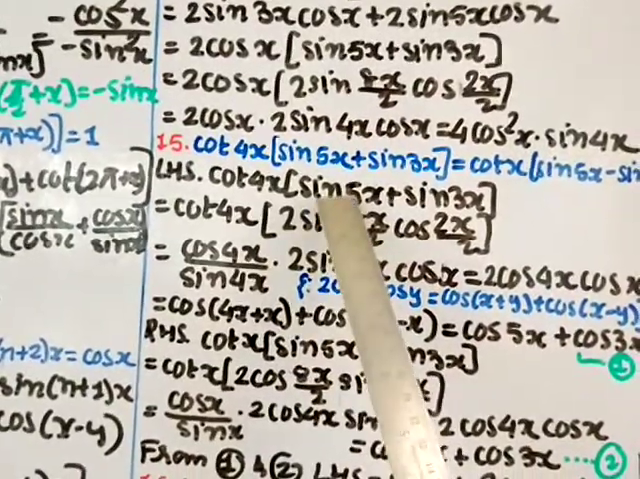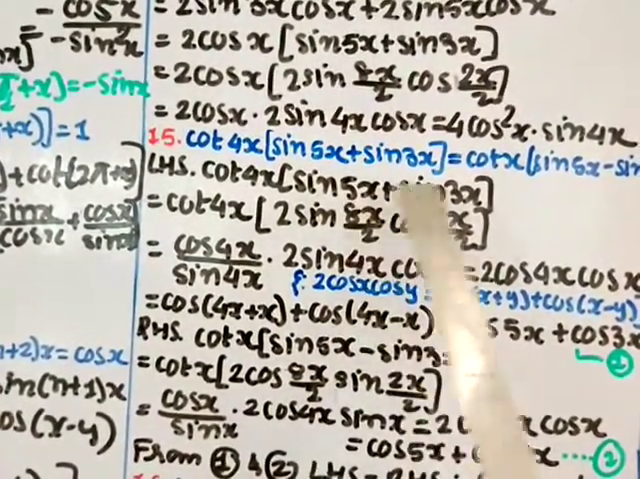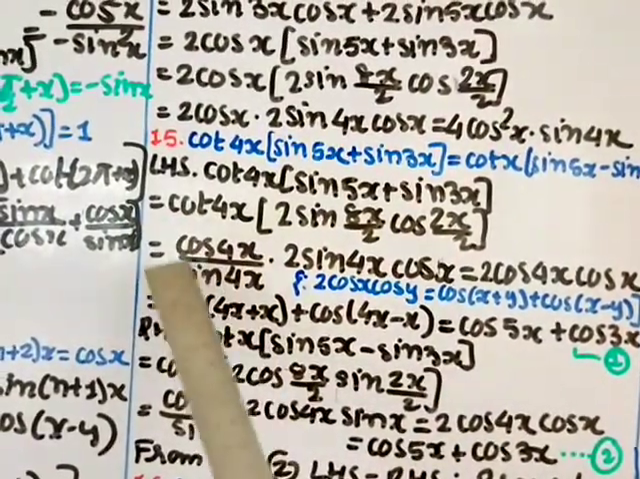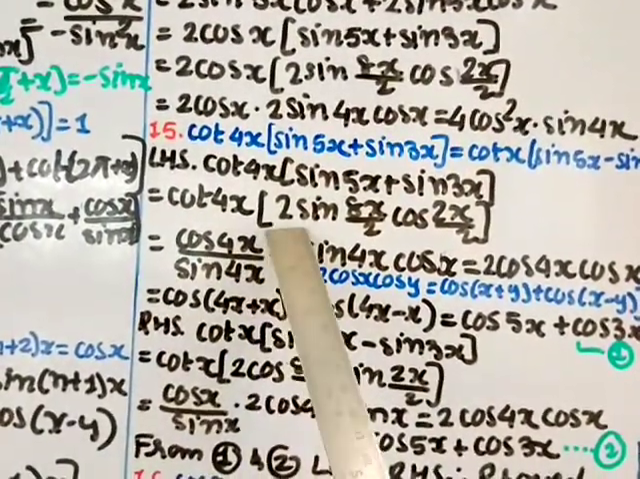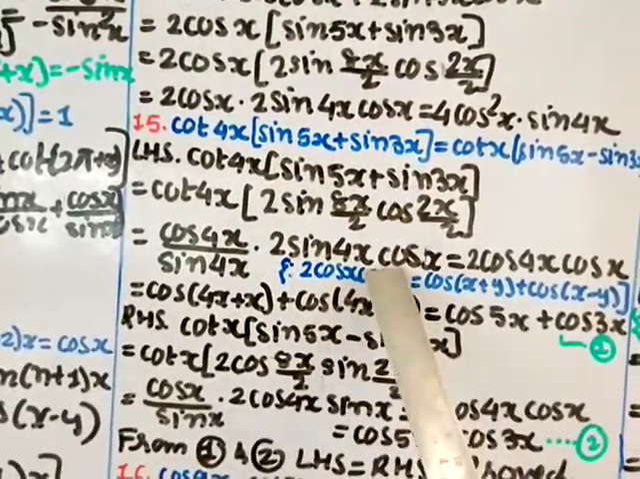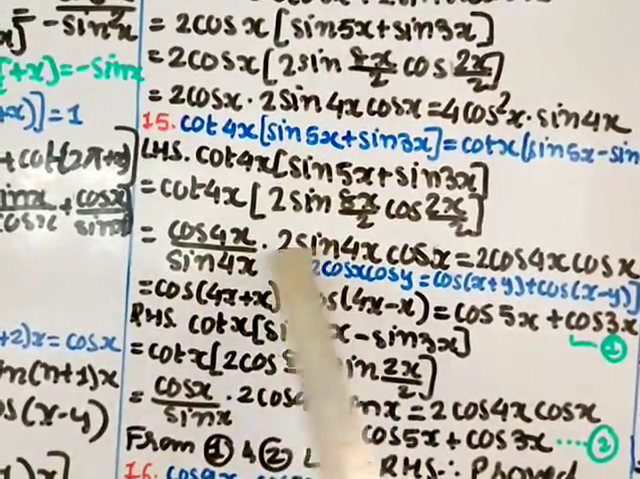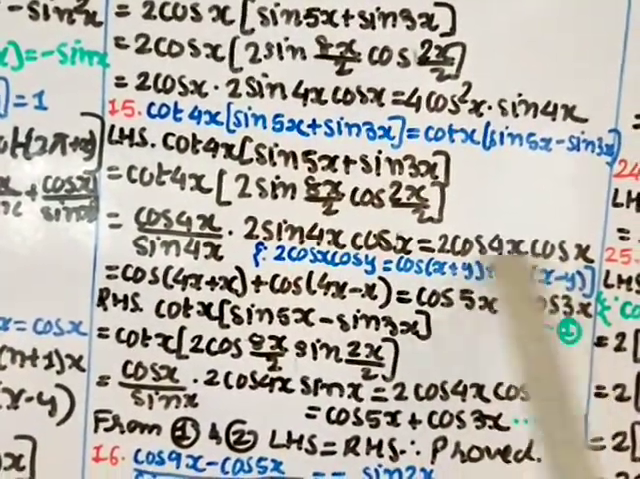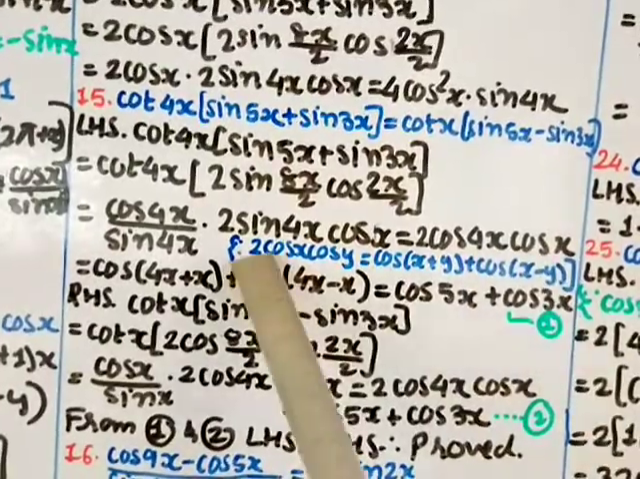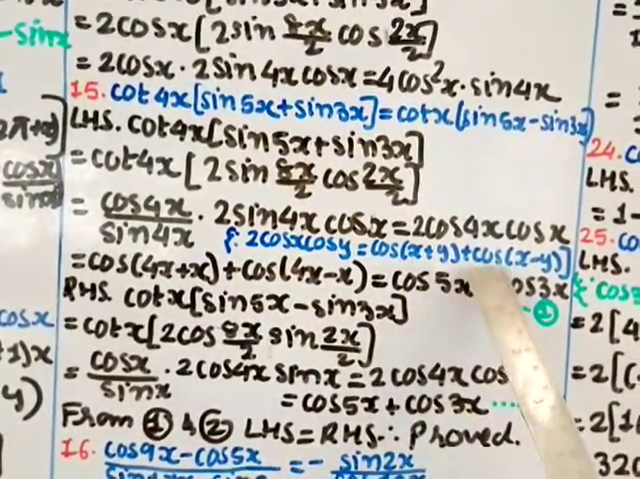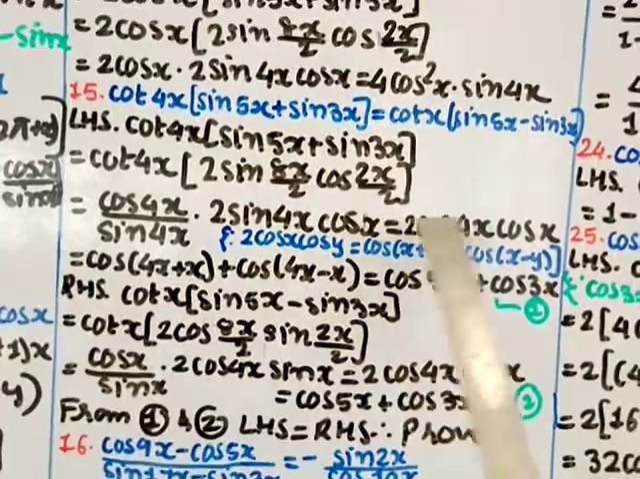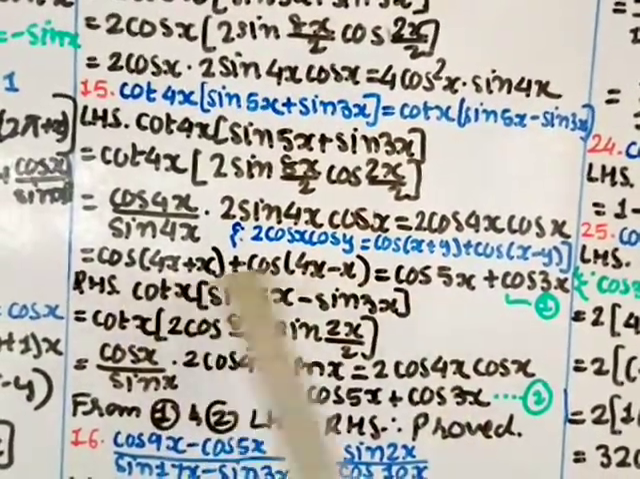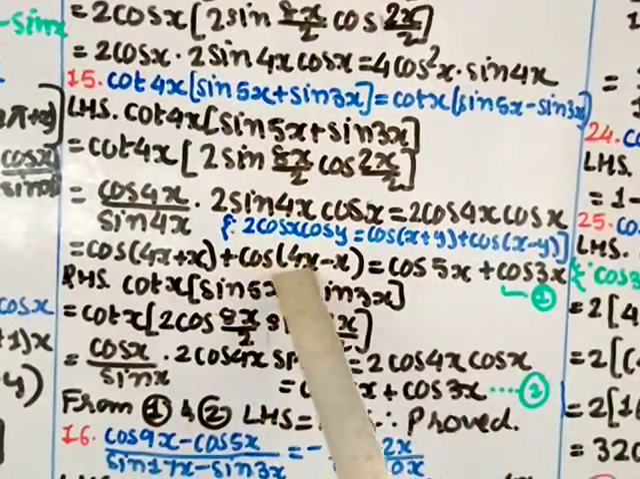So 2 sin (5 plus 3)x by 2, that is 8x by 2, cos (5 minus 3)x by 2, that is 2x by 2. So here cut by 2, and cot I have written as cos 4x by sin 4x, and here 2 sin 4x cos x. So sin 4x you can cut, leaving 2 cos 4x cos x. Now again I am going to use the identity for 2 cos x cos y, which is cos (x plus y) plus cos (x minus y). So cos (4x plus x) plus cos (4x minus x), giving cos 5x plus cos 3x.